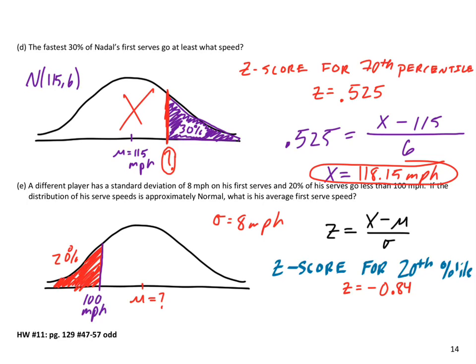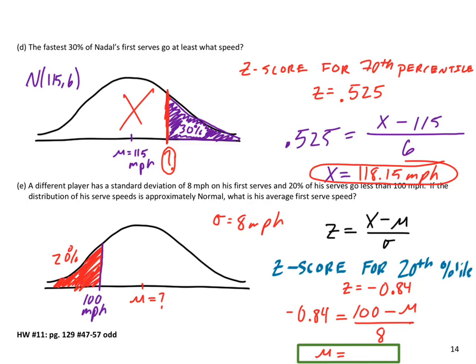Yeah. So now you're ready to solve it. Just solve for the mean. You know the z-score. You know the individual, it's 100. And then you know standard deviation. So solve for the mean. So z equals the individual minus the mean, divided by standard deviation, which is 8. So what's this guy's mean?